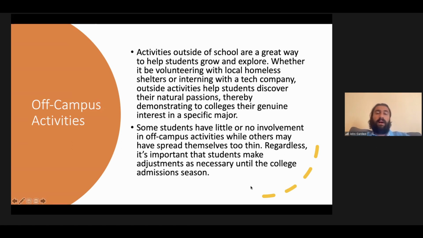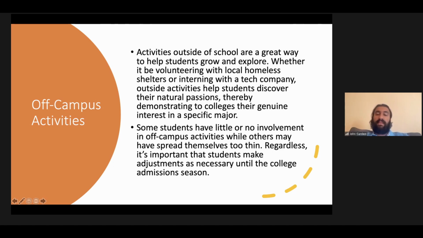Now let's talk about off-campus activities. These are activities that typically happen outside of school. They're a great way to help students grow and explore. And whether you're working at a homeless shelter, interning at a tech company, or pursuing some sort of outside interest, these demonstrate to colleges that you have a genuine interest in a specific major.